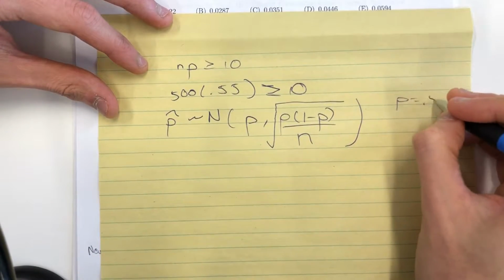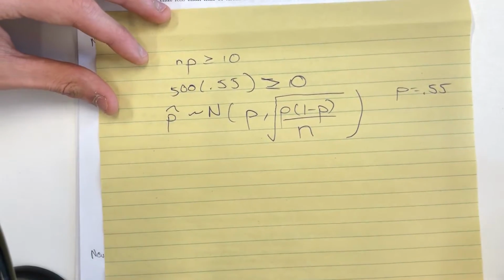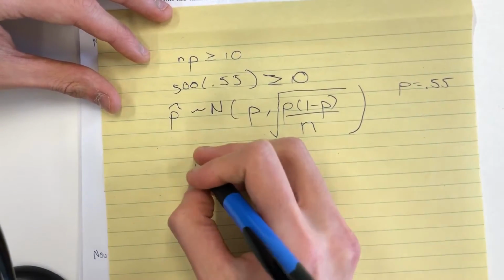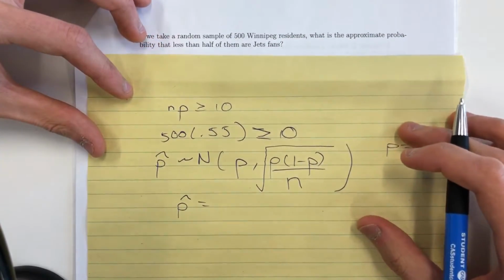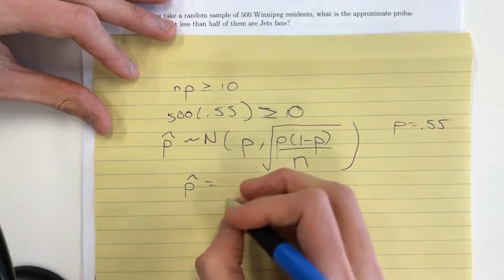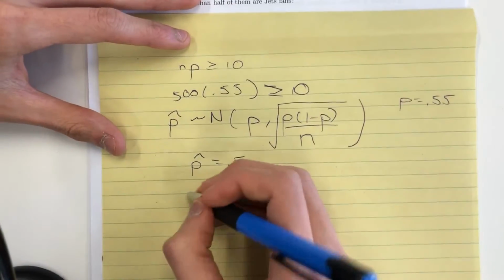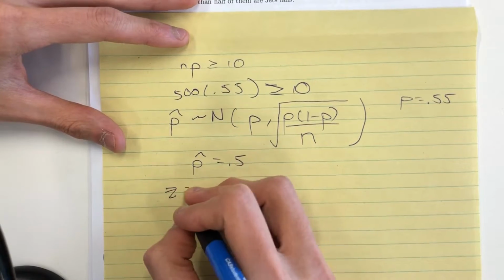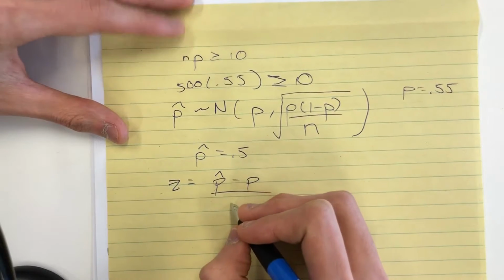p is going to be 55%. That's the population probability. p hat we need to calculate. We are told that less than half of them are Jets fans, so p hat is going to be 0.5. Now we can find our Z value, which is p hat minus p over the standard deviation.